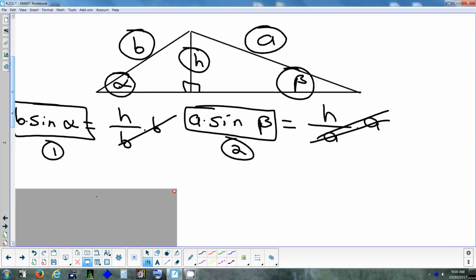Okay, so now let's look at both of them. Box 1 is a formula that calculates the height. Box 2 is a formula that calculates the height. So what do we know about box 1 and box 2?